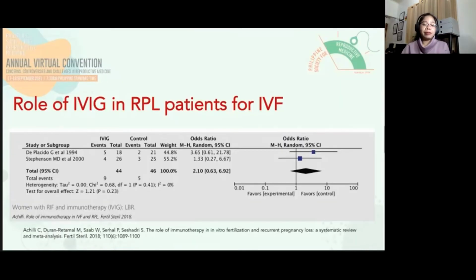Now, is there a role of IVIG in RPL patients undergoing IVF? This again is answered by the meta-analysis done by the group of Achille et al. And they showed that there's actually no difference in the live births between the group of patients who were given IVIG and the control group.